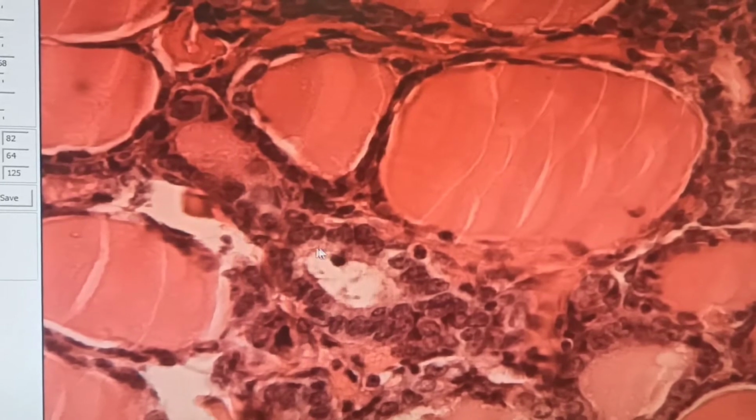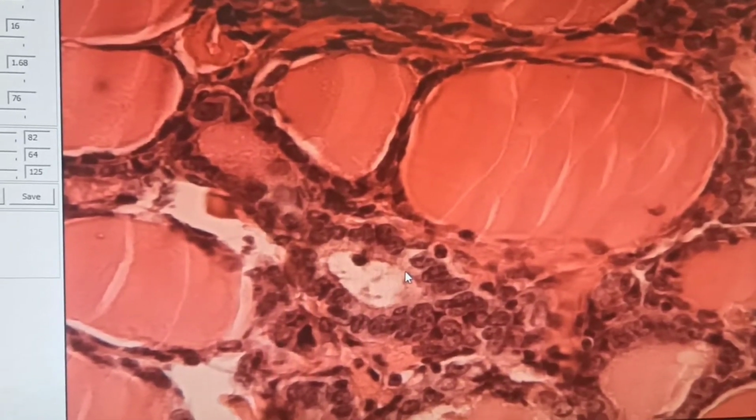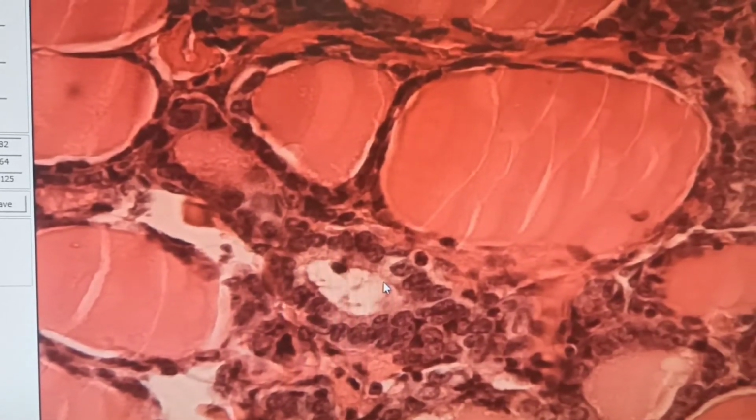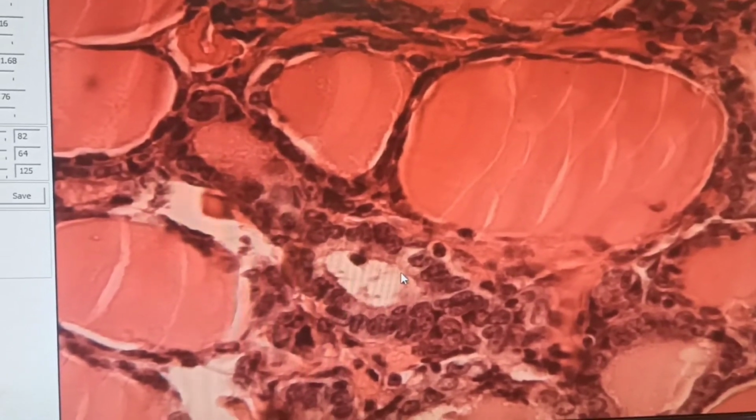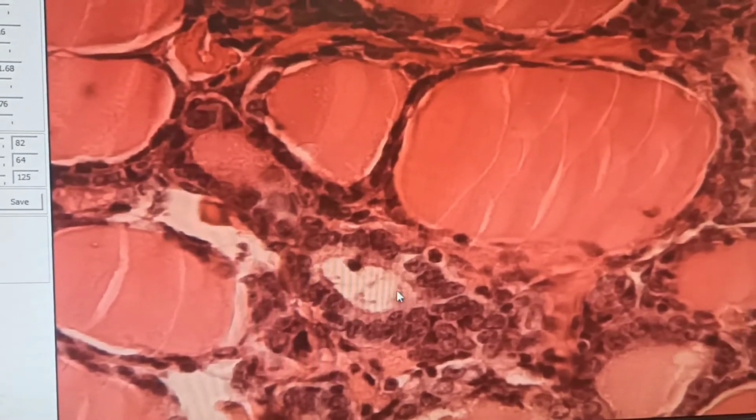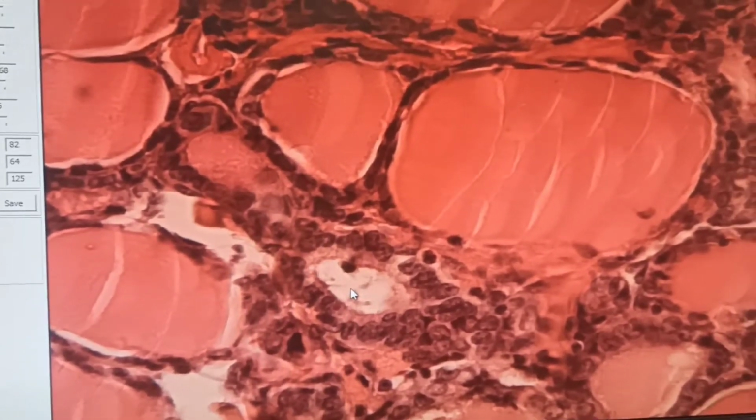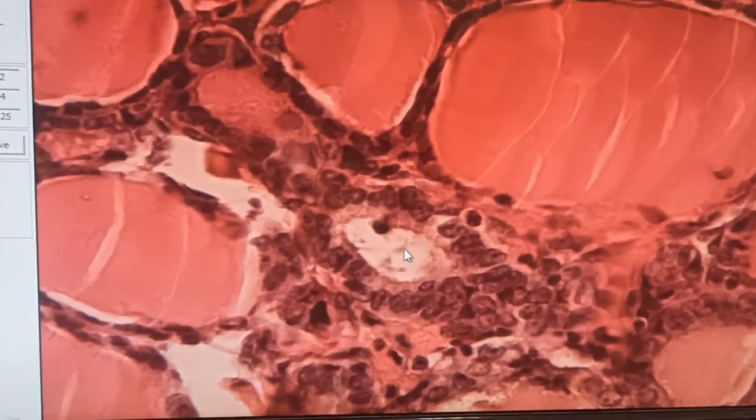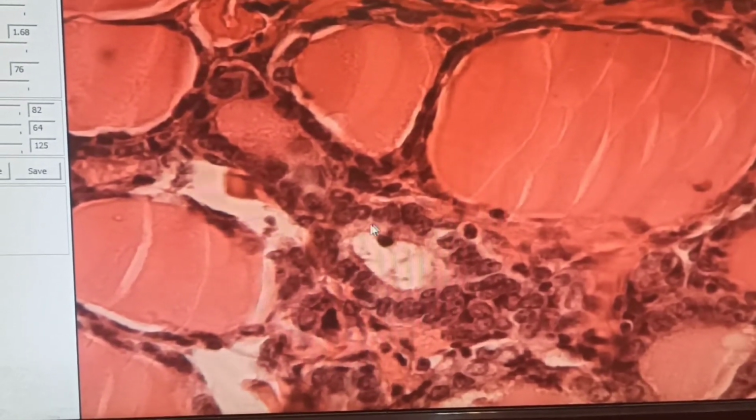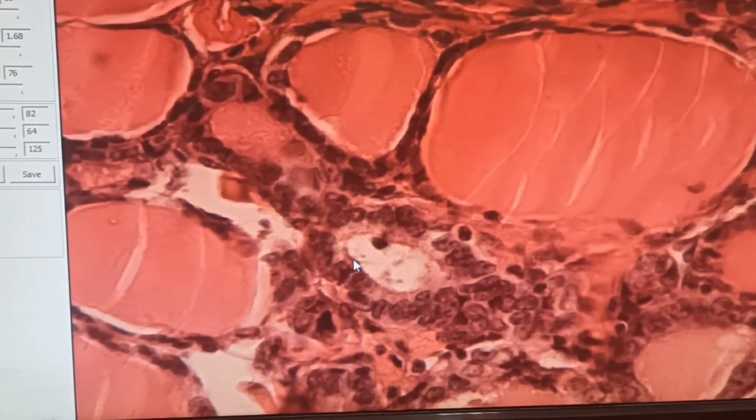This is simple squamous epithelium, so it would be a vessel. This is a kind of capillary between the follicles. If you see a section like this where you can't see any colloid in the middle, and there are some RBCs here, we call it a capillary. We have some capillaries in between follicles.